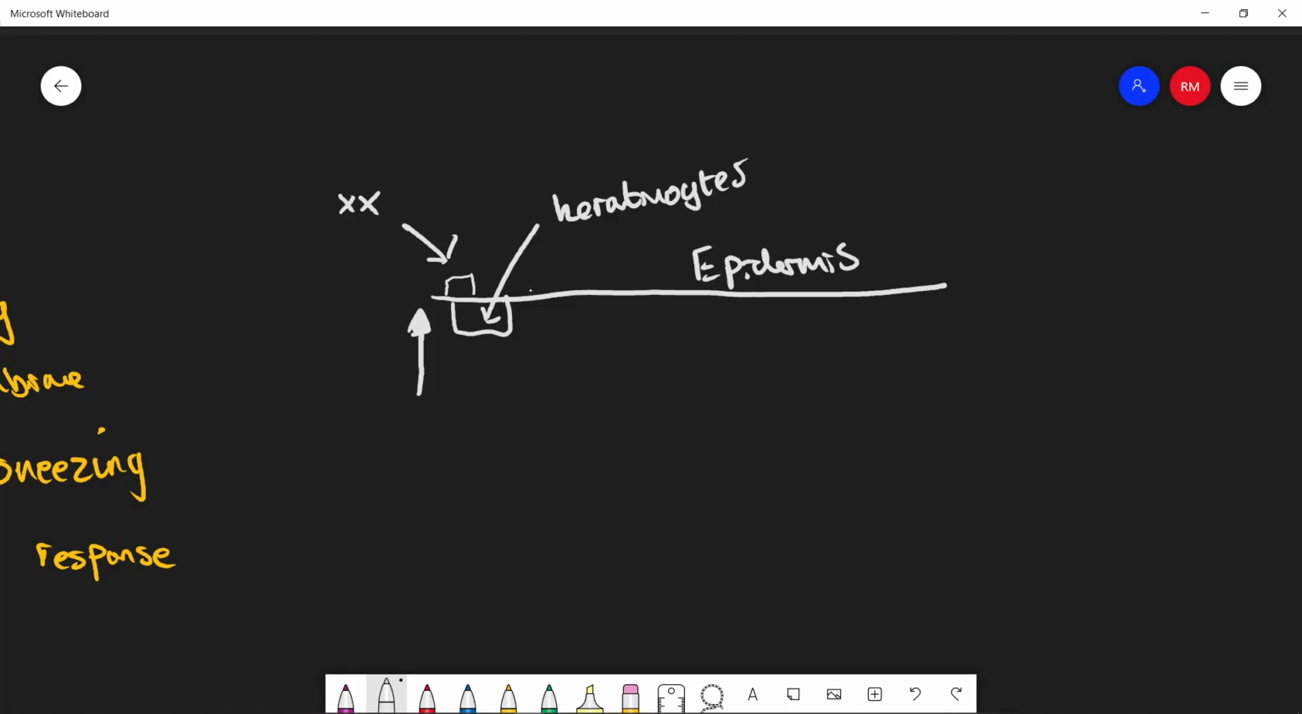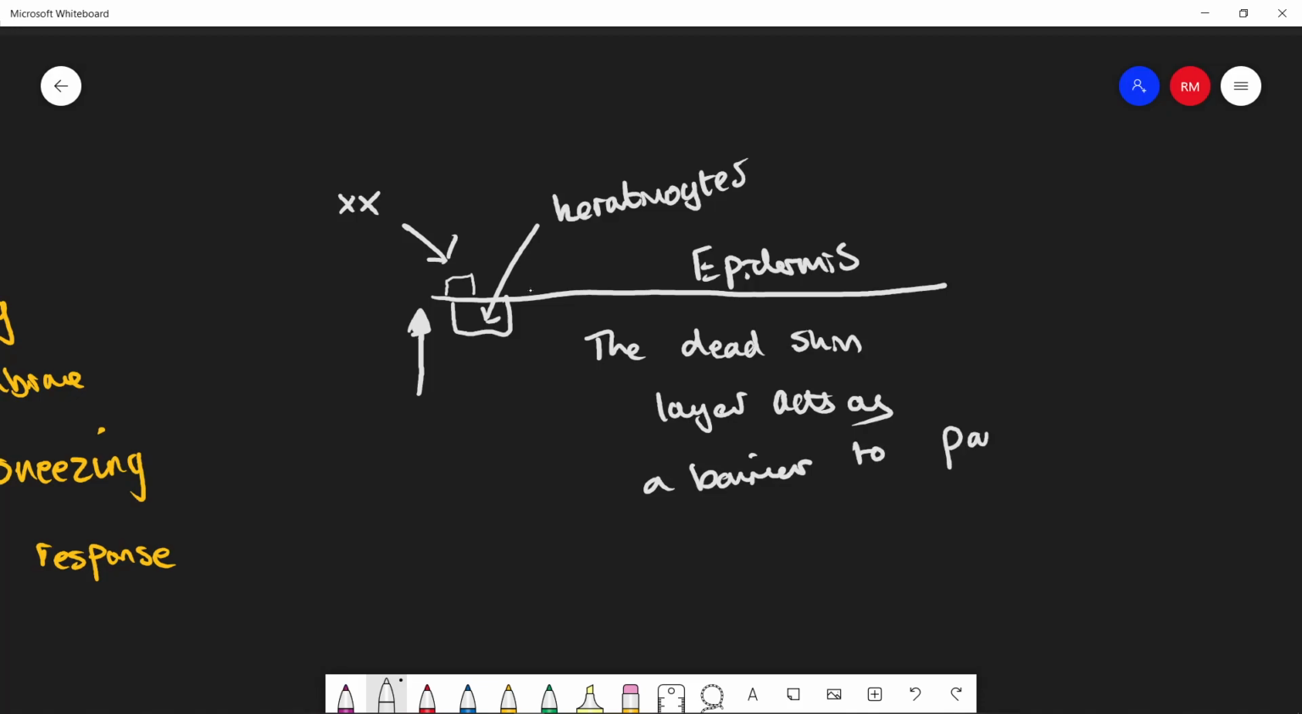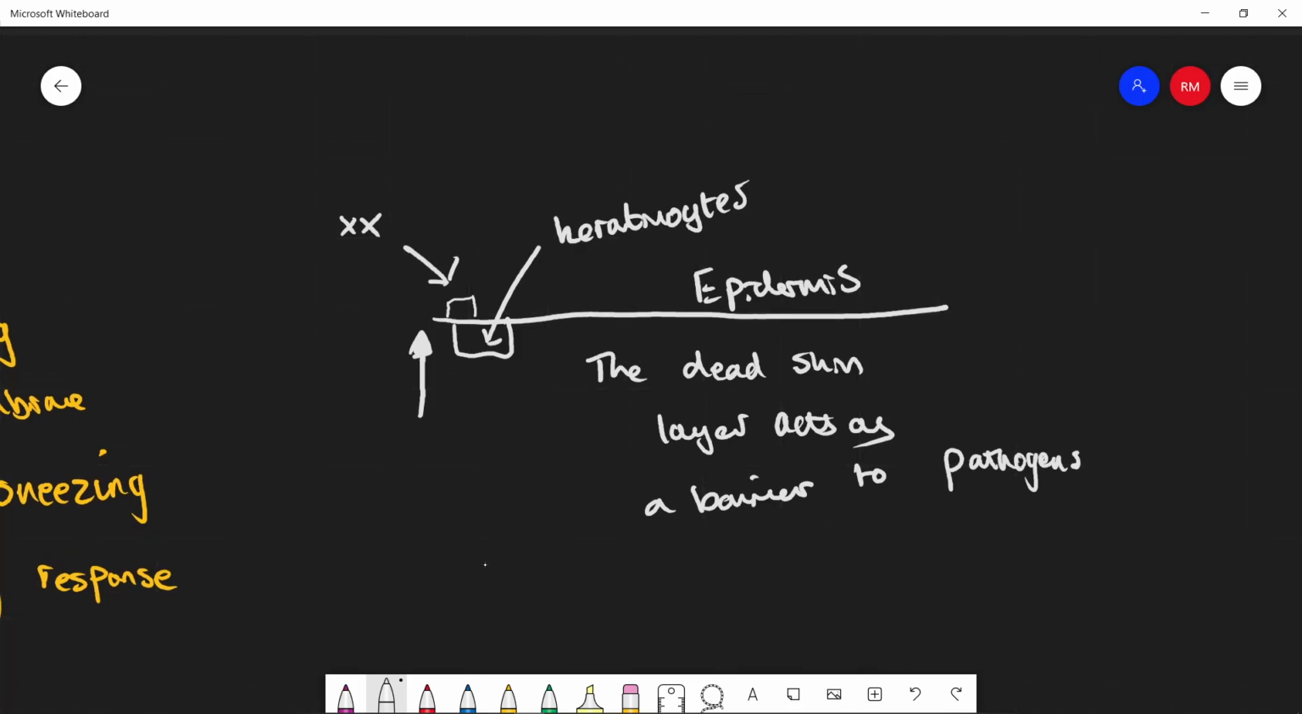The layer of dead skin, and this is the key point here, the dead skin layer actually acts as a barrier to pathogens. And this is quite a disgusting part, but that's biology for you. Much of the dust found in houses is actually dead skin, because when this is dead, it just falls off your skin. So this is the skin.